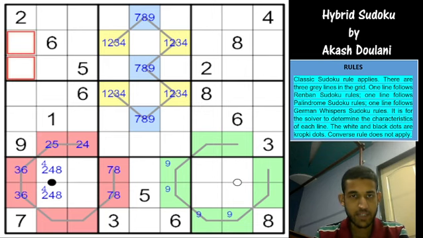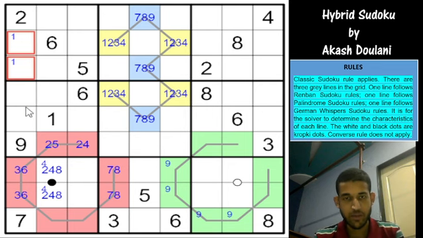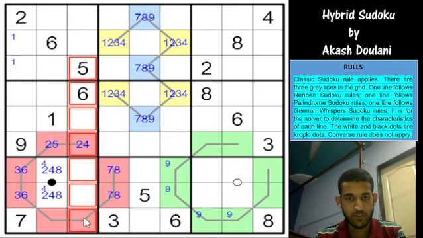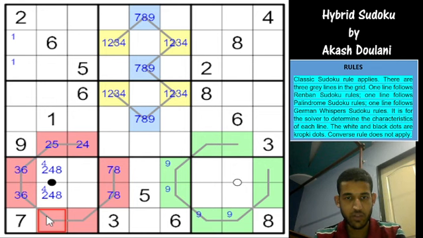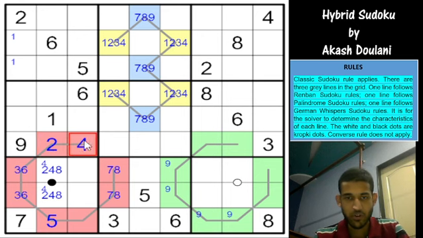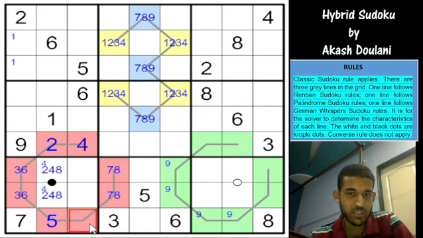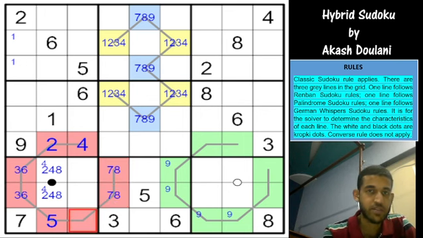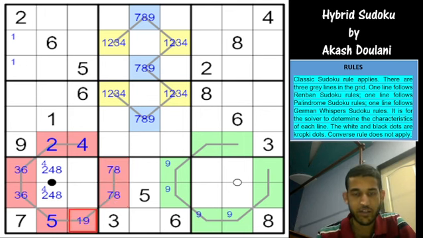Okay, a bit of classic. 1 goes into one of these two cells in column 1, and because 5 is not in these 3 cells, 5 would have to go here, and that removes the 5 from this line here. So this becomes a 2, and that becomes a 4. Now if you look closely, we have got all the digits from 2 to 8. So which means this cell is either 1 or 9.